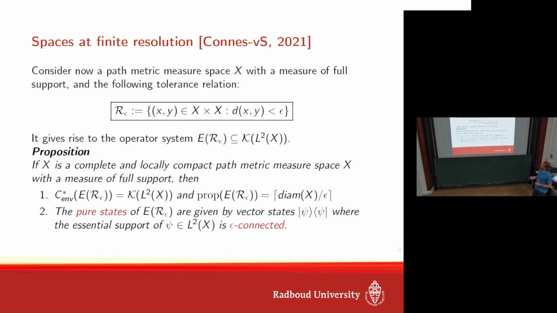that the C-star envelope of E of R epsilon, they're the compact operators. The propagation number is actually the diameter of X divided by epsilon, and how many times you have to take this product to move the support to get to all of X. And the pure states, again, are given by these vector states, but now in the infinite dimensional case, where the essential support of psi is now epsilon connected.